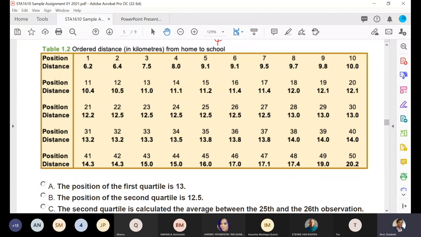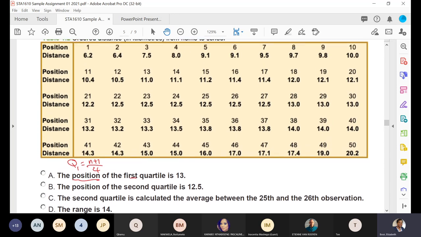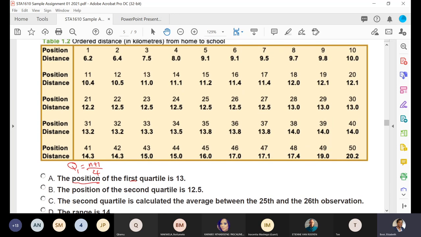from home to school. The first question is calculate the first quartile. Because they say calculate the position, we know the position of the first quartile we find by using n plus 1 divided by 4. So n represents how many there are. There are 50, because they have given you the positions. They have ordered the data. You also need to pay attention. Look at the data before you make your decision, if the data is ordered from lowest to highest. I can see that this data is ordered, so I can just go ahead and calculate.